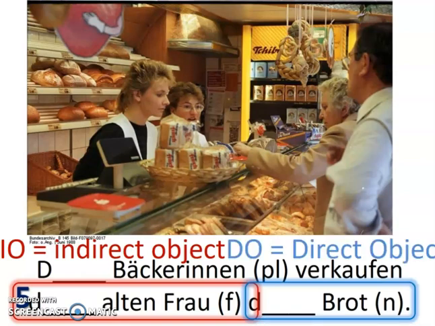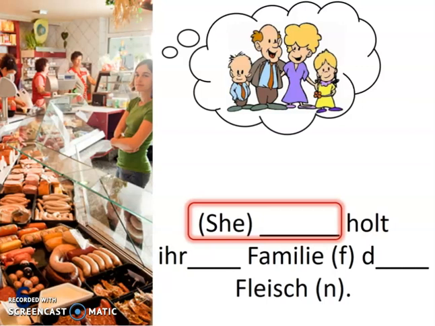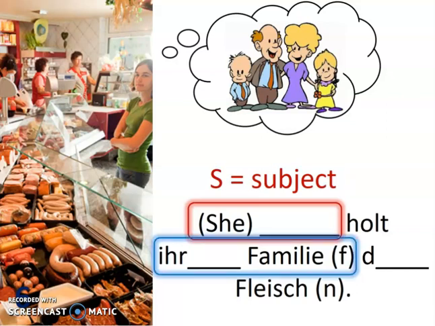Now let's come up with our endings. We have der alten Frau, feminine dative, indirect object is der. And das Brot, direct object, accusative, neuter. And our subject is die Bäckerinnen. In this next one we have she is fetching her family meat. She is highlighted, that is our subject. And then the next thing that is highlighted is her family.